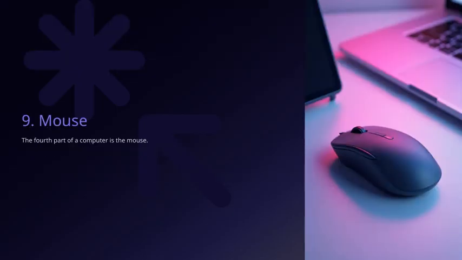Now, let's move on to the fourth part of a computer, which is the mouse. The mouse is an essential device that allows us to interact with the computer in a very intuitive way. It's what we use to point, click, and navigate through different programs and files. When you think about it, the mouse acts as our hand inside the digital world. It helps us select items, open applications, and even scroll through pages effortlessly.